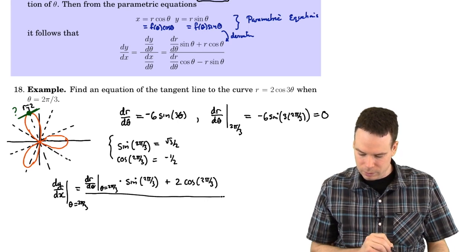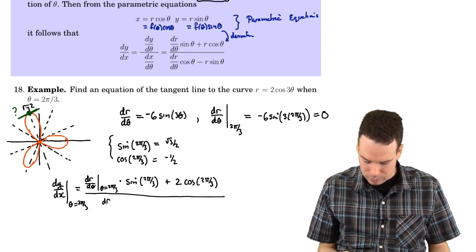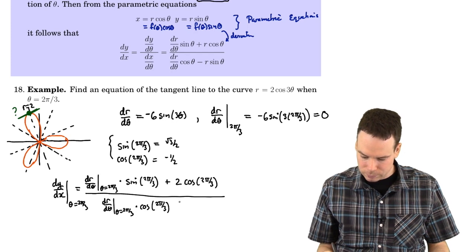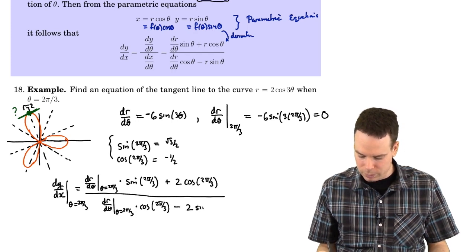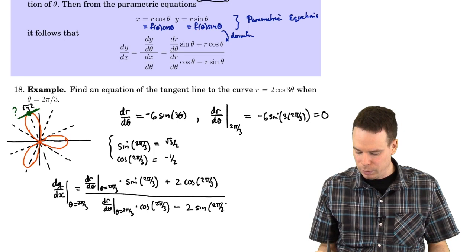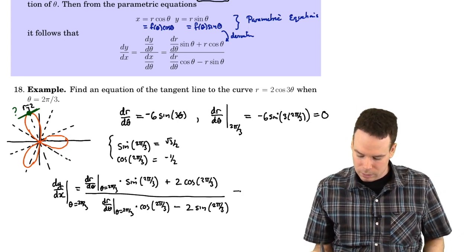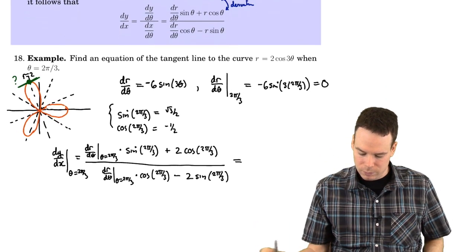divided by dr d theta when theta is 2 pi by 3 times cos of 2 pi by 3 minus r times sine of 2 pi by 3. So there's our derivative, dy by dx. Now we just have to fill in all the details.